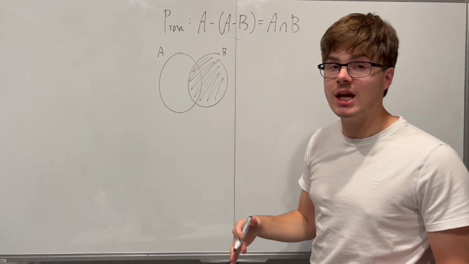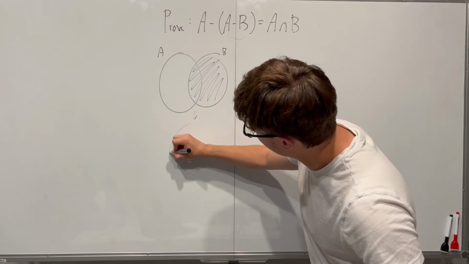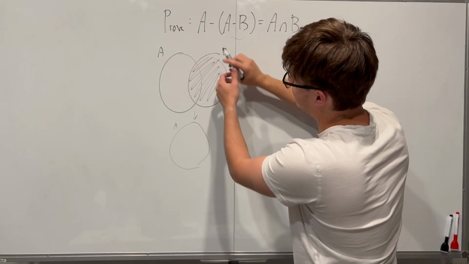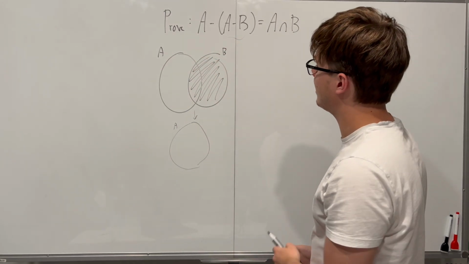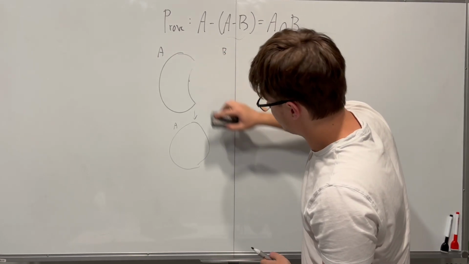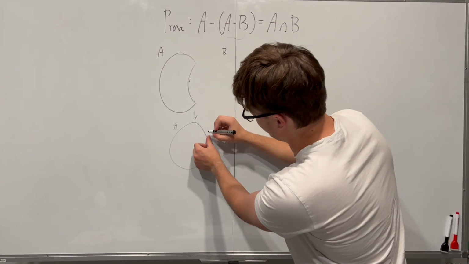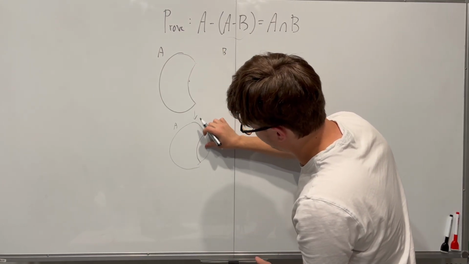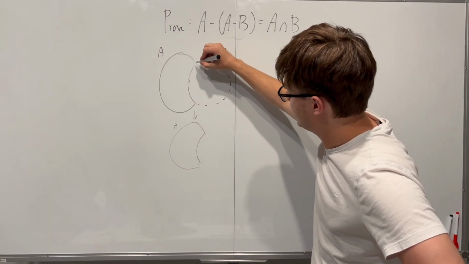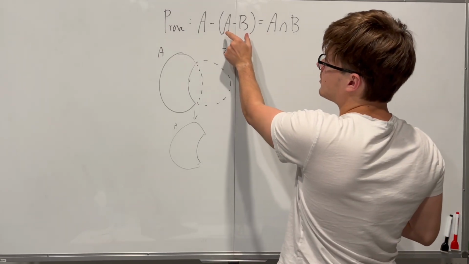So everything I'm shading, you don't want, which means what you're left with is just A with everything here erased. So what you're going to be left with is the following. You erase everything I've shaded in, and you're going to be left with A having like this chunk out of it, right? So you'll be left with something that looks like an Apple logo almost. There we go. Let me just redraw B back in dotted lines. Fantastic. Okay. So that's going to be what's in our brackets.